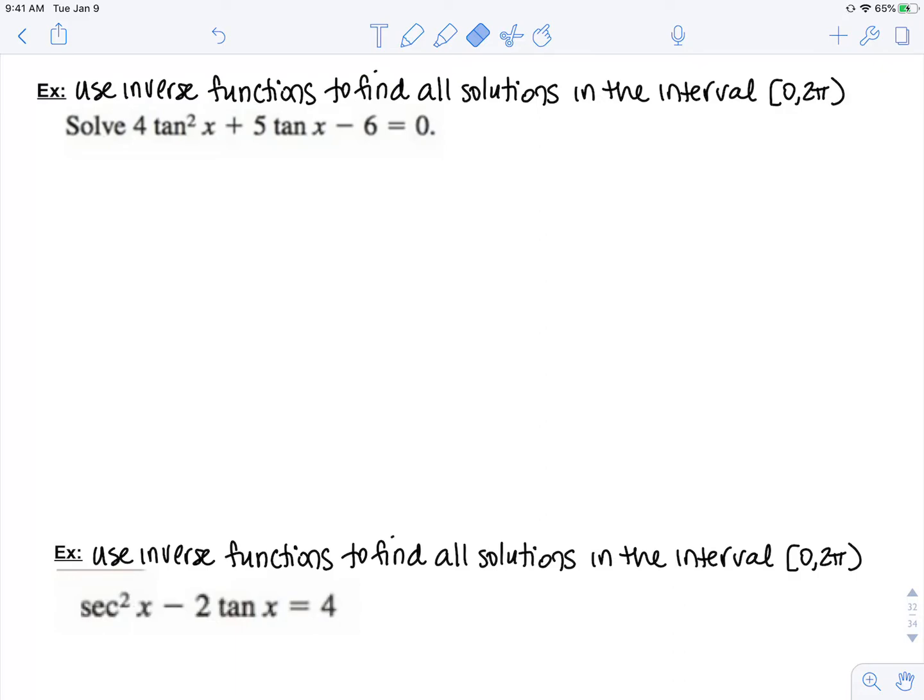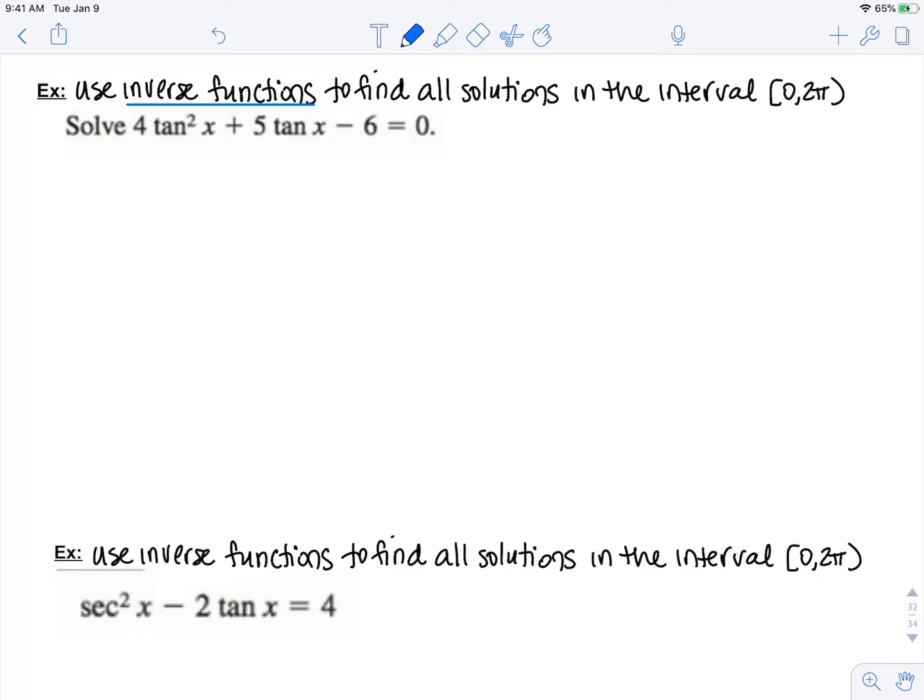So for these next two examples, we should be following these instructions. Use inverse functions to find all solutions in the interval 0 to 2 pi. So notice the main difference in these directions is I'm asking you to use inverse functions, and we'll see what that means in the problem.